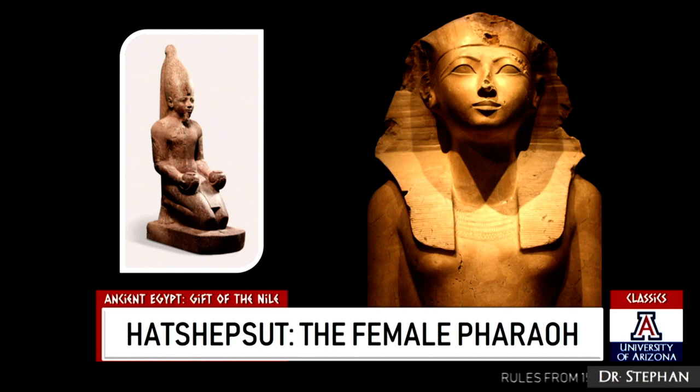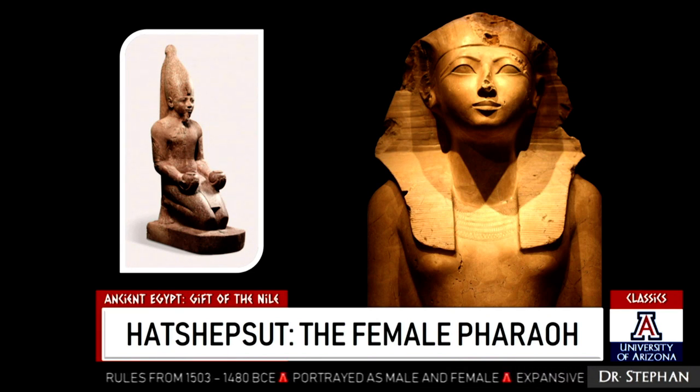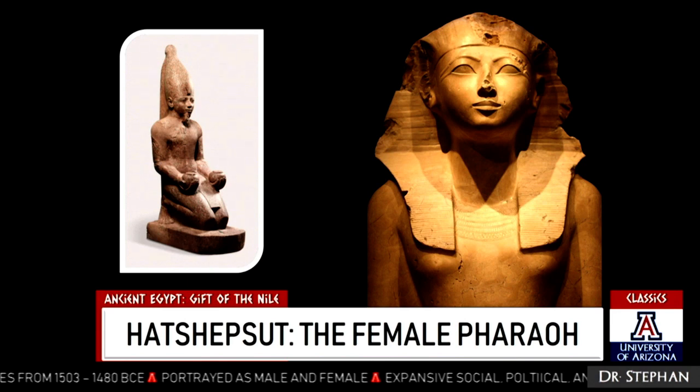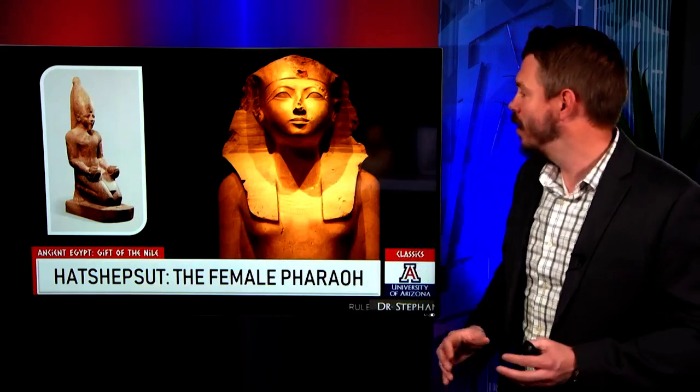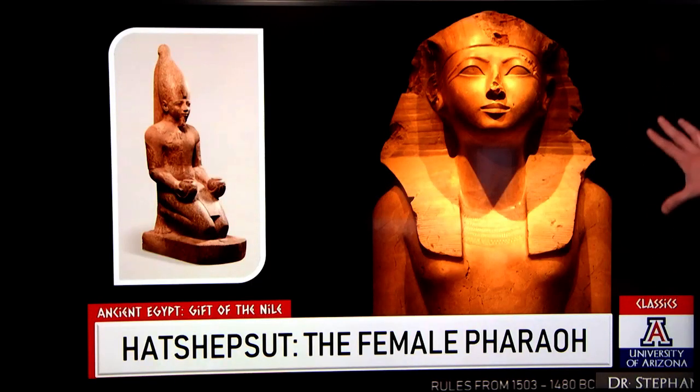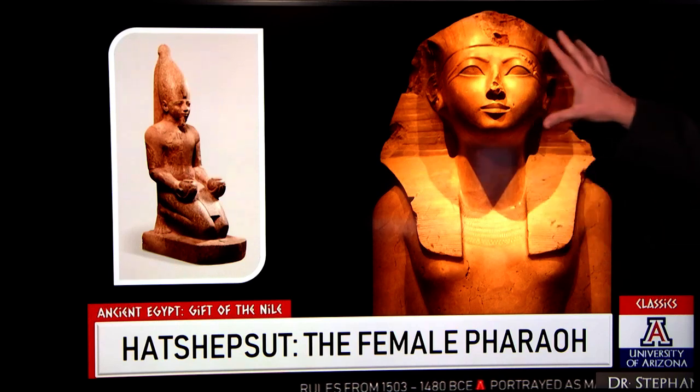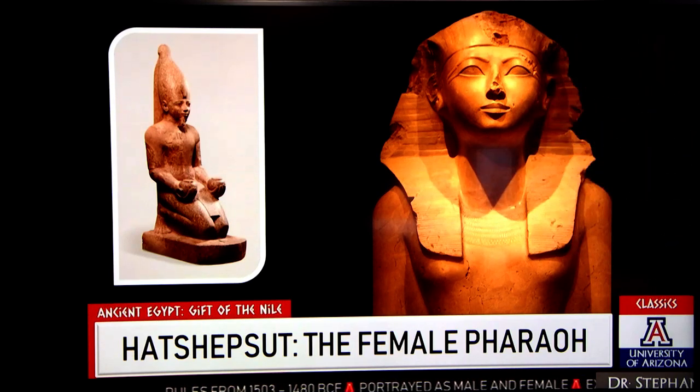And one of the interesting things with Hatshepsut is that the artists have a difficult time figuring out how to portray her. Sometimes, in this statue over here, she's portrayed strictly as a man, like a normal pharaoh. Other times, over here, you can see her actually portrayed in the pharaonic garb with the headdress, but as a female herself.